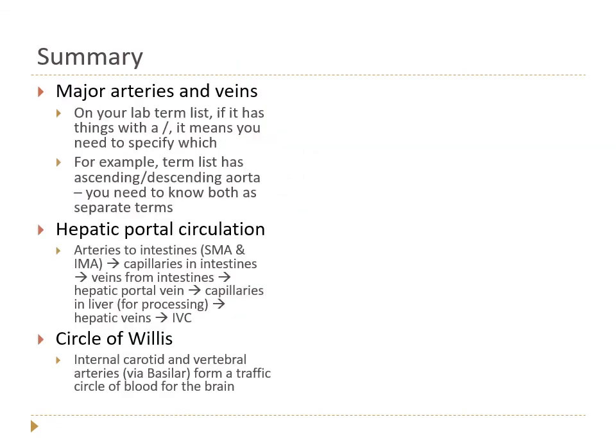So, summary, right? We talked about a lot of things today. So we talked about blood pressure and the regulation of blood pressure, how we have baroreceptors in the aorta and in the carotids that send signals to the medulla oblongata, which will then activate the sympathetic nervous system or the parasympathetic nervous system, depending on how we need to adjust blood pressure.